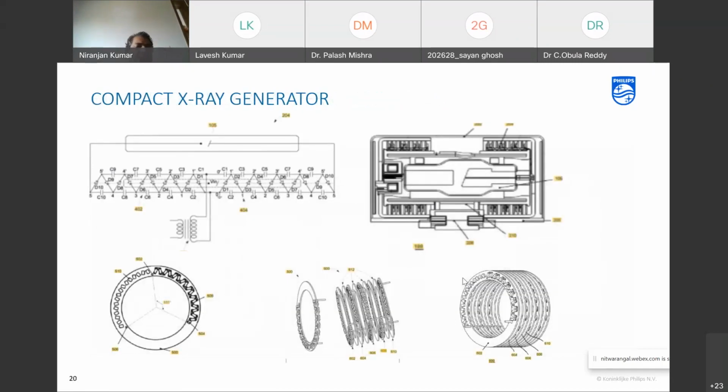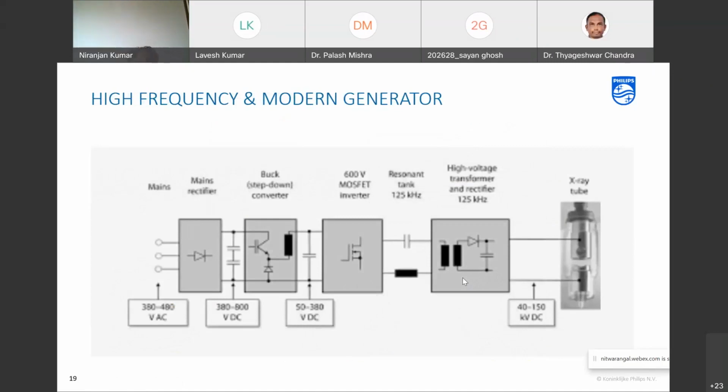Hello, sir. Hello. I have a quick question. I'm Tyagesh from the Biotechnology Department. Normally we use X-ray generators for X-ray crystallography to study protein structures. I was wondering, in terms of the make, how different are these X-ray generators from the ones used for medical purposes?